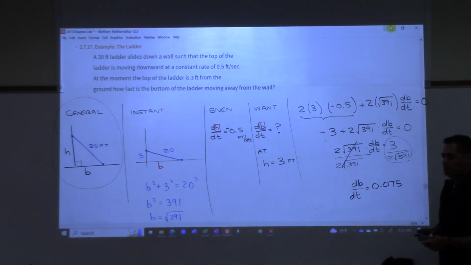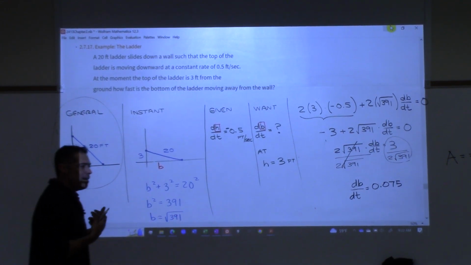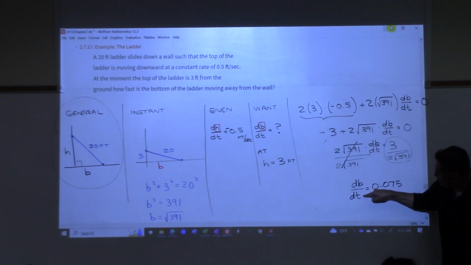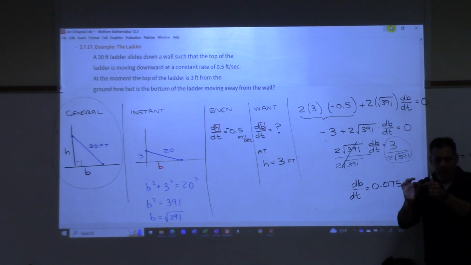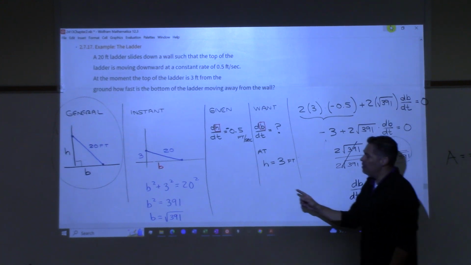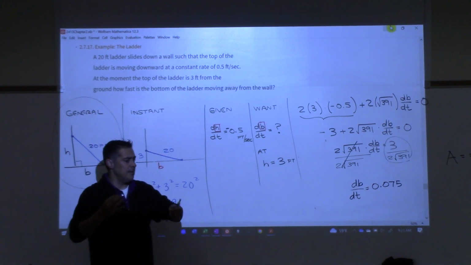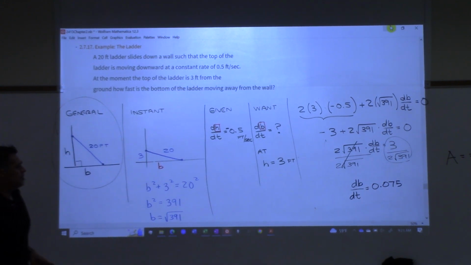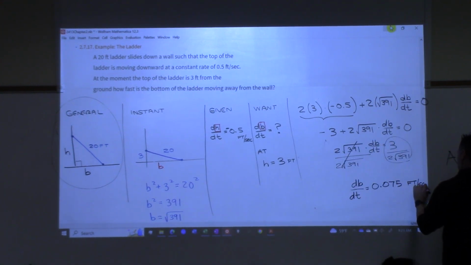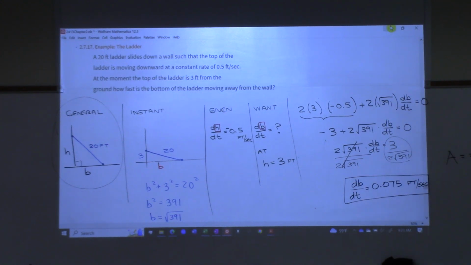One last thing. I have to put the units on this. The way that I look at units is I go back to this fraction, dB/dt. B is the length of that bottom piece, right? And we're dividing that length by time. So how long is B? Well, how are lengths measured in this problem? Feet, right? And time was measured in seconds. So my answer should be in feet per second.